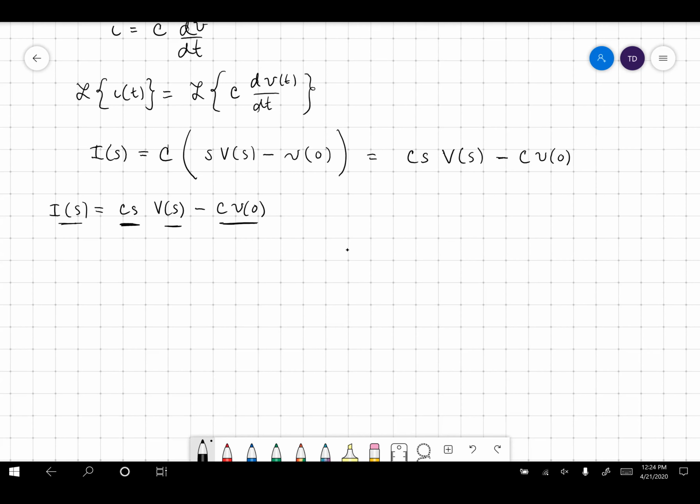Let's take that and solve for V of S. I think you can see that V of S is going to be equal to, I'm going to bring this over to this side of the equation and divide by CS. So it's going to be 1 over CS times I of S. And then plus, and we'll bring that over to the other side, keeping in mind we're dividing by CS, V at 0 divided by S.